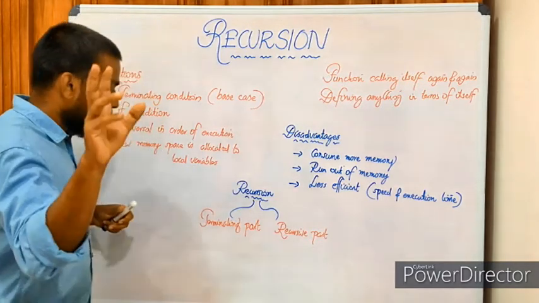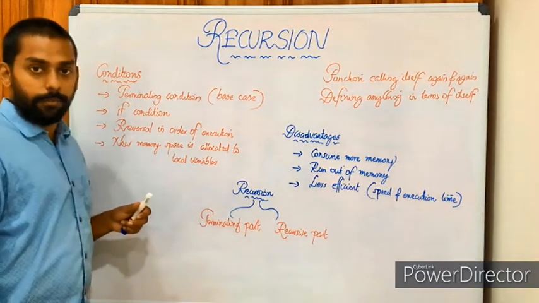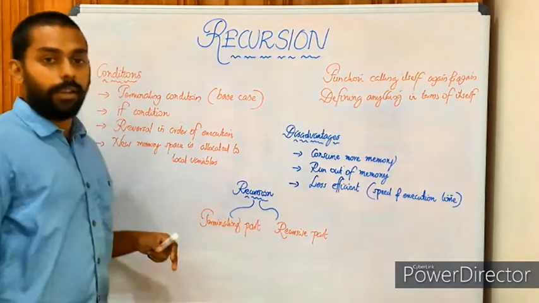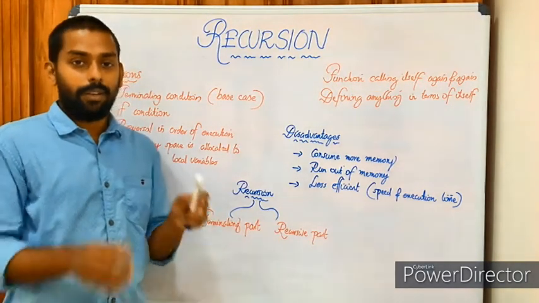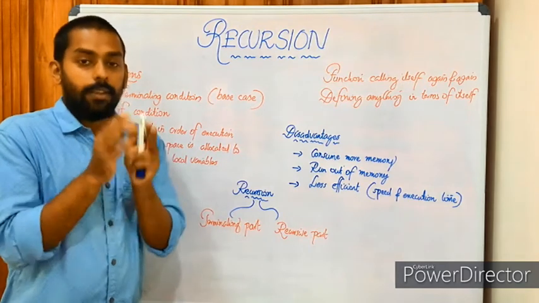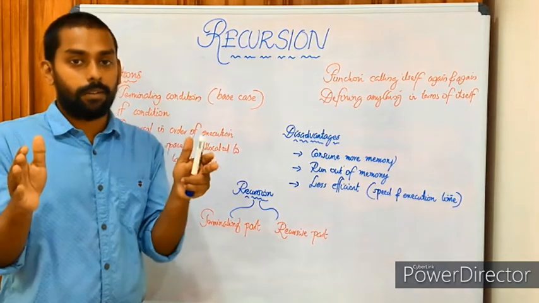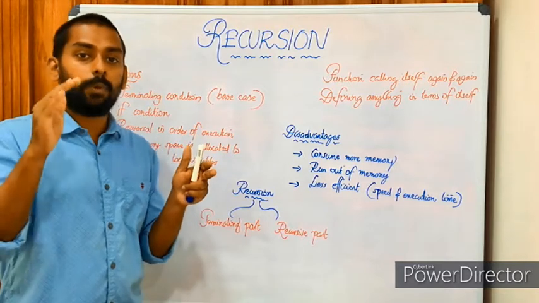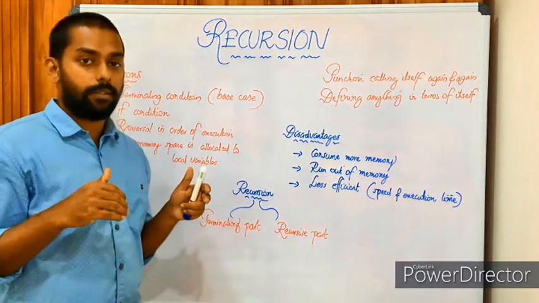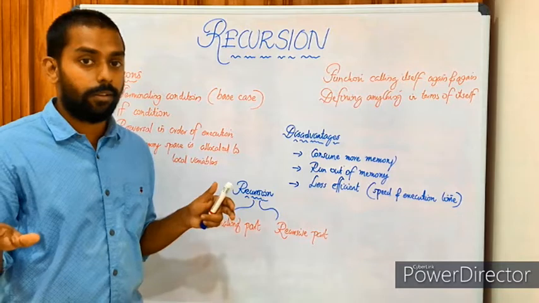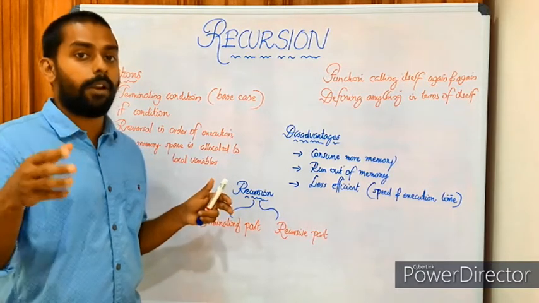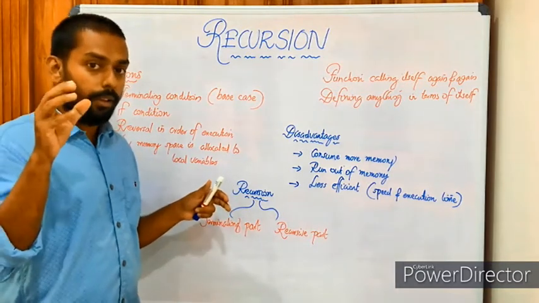Let's see the two parts of recursion: the terminating part and the recursive part. What is the terminating part? As I said, there must be a terminating condition, otherwise the recursion process may go endless, without any end. So it consumes more memory, it may run out of memory, and it may be less efficient.